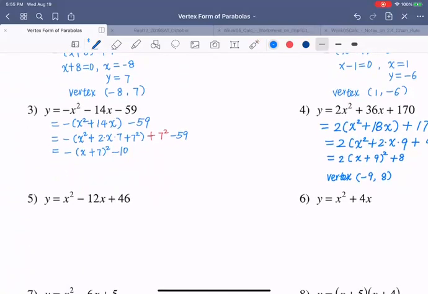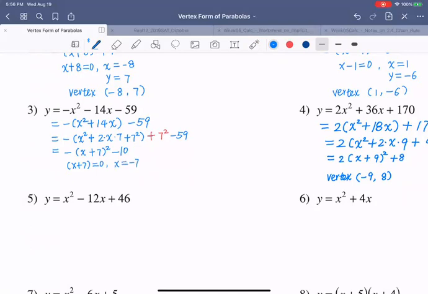Now let's do the vertex. Go ahead. So then it's negative x plus 7. Don't worry about the outside. Only take care of this inside. So it's just x plus 7 equals 0. So then x equals -7.